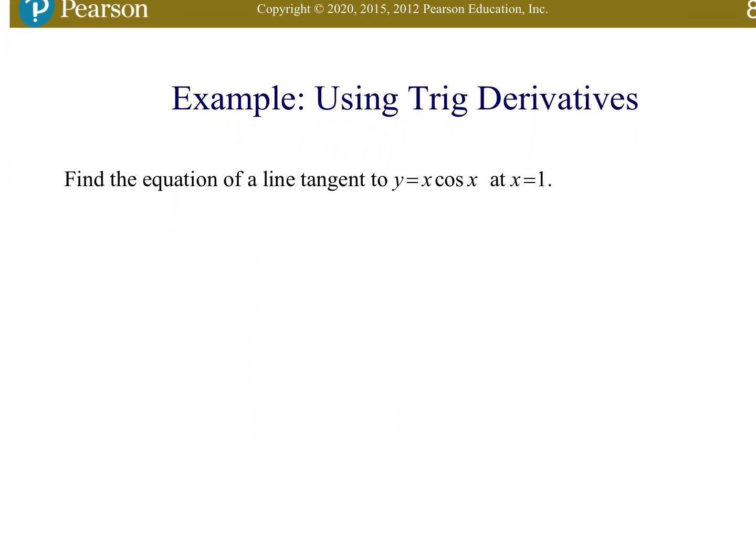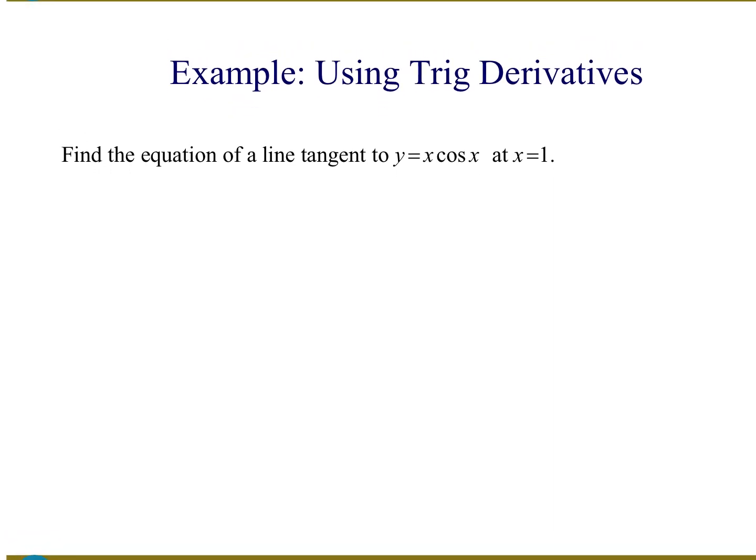Okay. All right. Find the equation of a tangent line to x cos x at 1. Okay. So we need a point. We need a derivative. And we need a slope. Can I have a volunteer to give me a point? Get me the point. Okay, Andre. 1, comma. All right, and then what are you doing with that 1? Plug it into both x's.